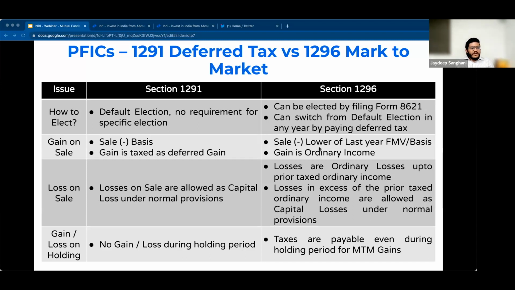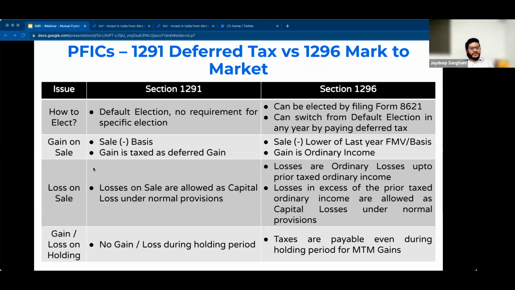What happens on the gains? Gains are calculated as sale less cost or basis for 1291, and the gain is taxed as deferred gains. But for the mark-to-market election, gains are taxed as sale less lower of last year's fair market value or basis. Gain is always ordinary income for 1296 election. So for 1291, the income is not directly reported in your tax return. It is just directly tax plus interest that is reported. But for 1296, every year you report ordinary income or loss in your tax return.